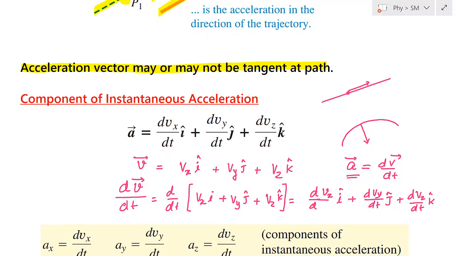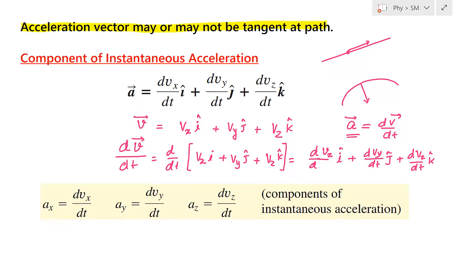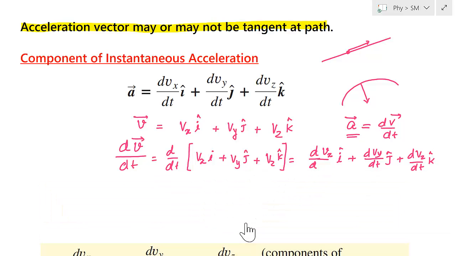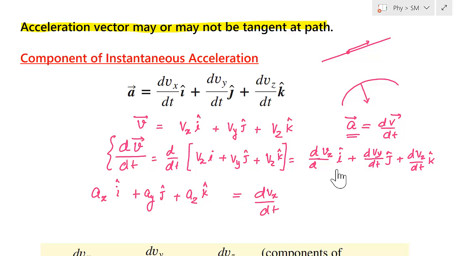Now once I know this acceleration, I can basically equate. Acceleration will also have three components: ax component, ay component and az component. So this is acceleration. I can write acceleration has three components: ax i cap, ay j cap, az k cap. Now this will be equal to dvx by dt i cap, dvy by dt j cap, and dvz by dt k cap.